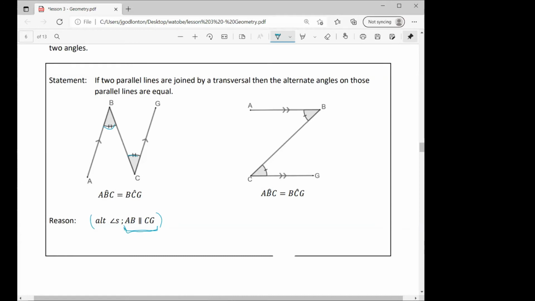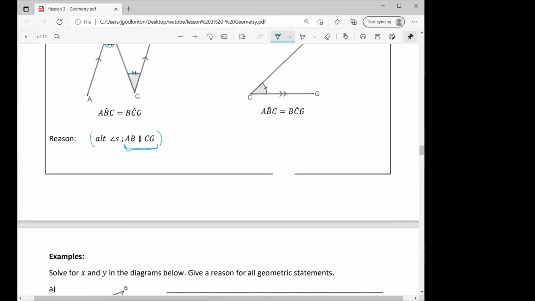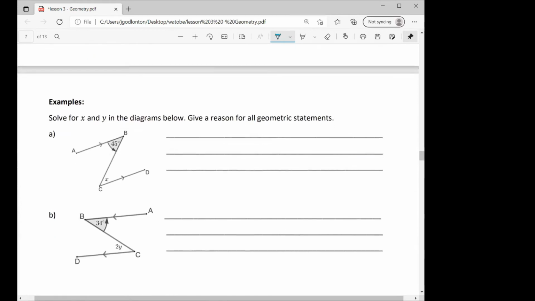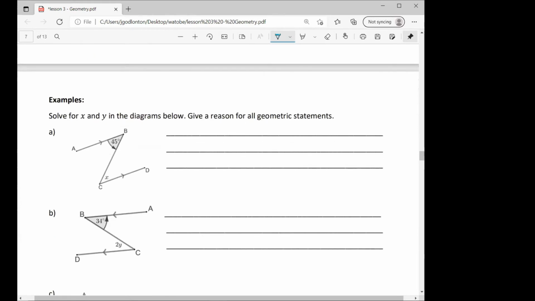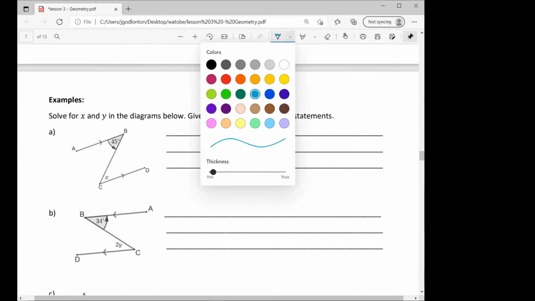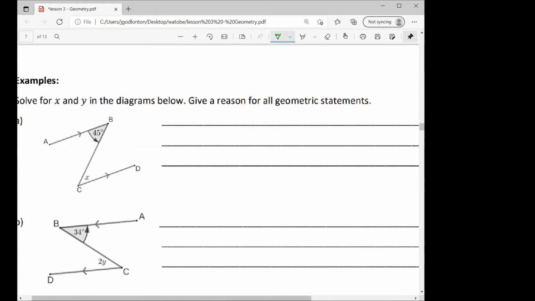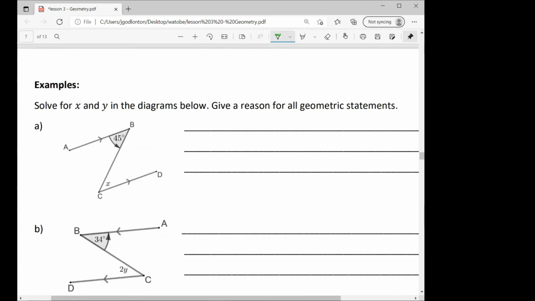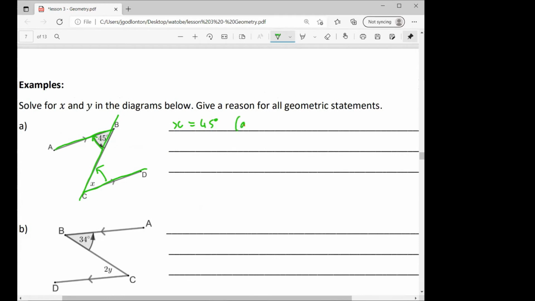Okay, cool. So let's try some questions. I'm going to do the same thing like I did in the last one. I'm going to help you with the first one, and then we're going to try and work from there. So if I'm looking at this first question, the first thing I want to do is try and find my Z or my N. We always have to use our parallel lines as our two main lines, and then we're allowed to take another line to connect them. So here I can see, well, x is going to equal 45 because, and then my reason that I'm going to write is alt angles, and you can say equals.